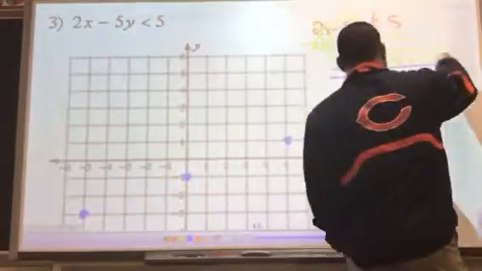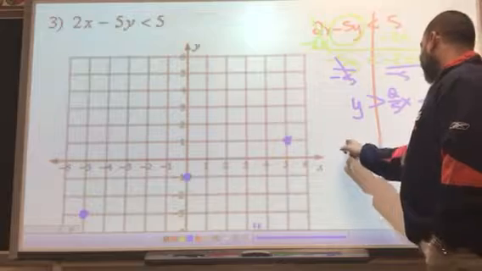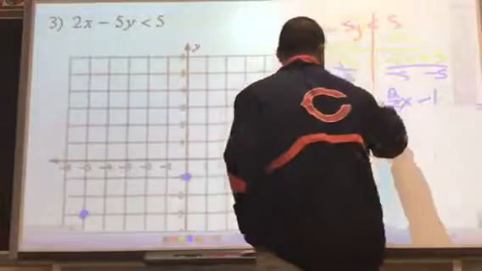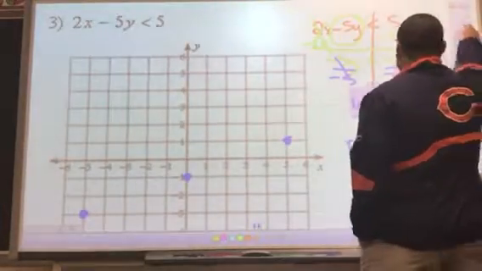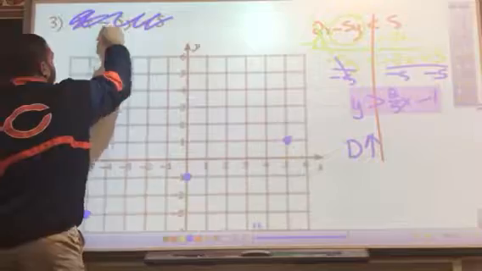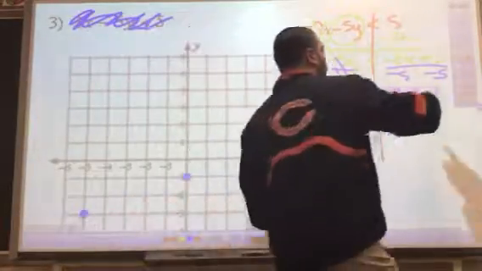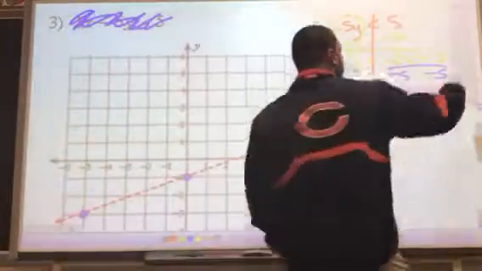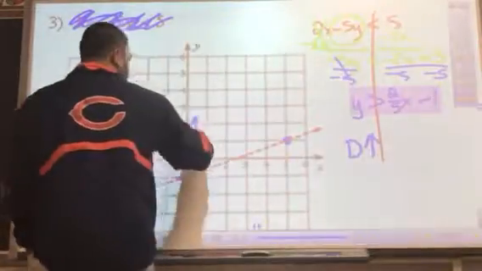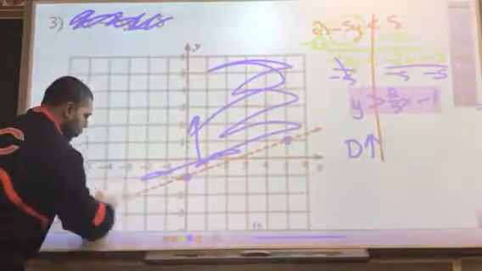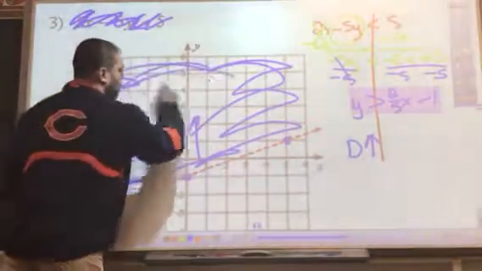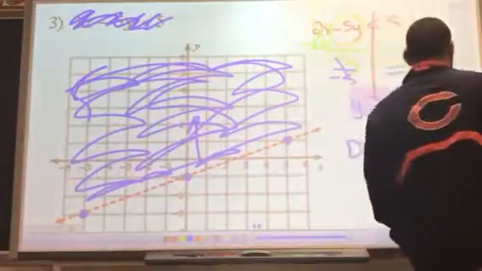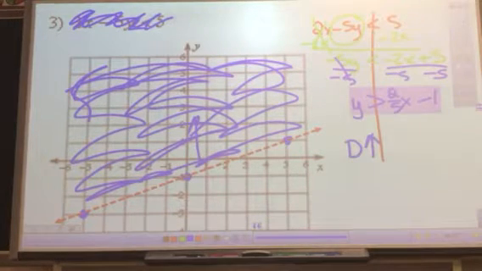Now, this is missing the or equal to part, so that is a dotted line. That is a greater than sign, so I am going up. Remember, I'm looking at my slope-intercept form, not the original. That's going to mess you up. So dotted line, shaded up. All of this gets shaded. These are all my solutions. Now, there are a couple special ones that we want to make sure that we talk about.